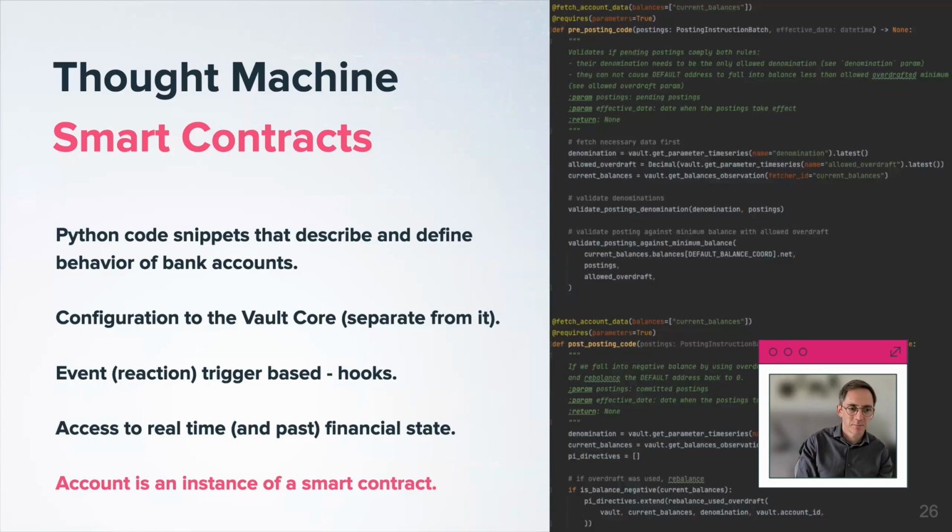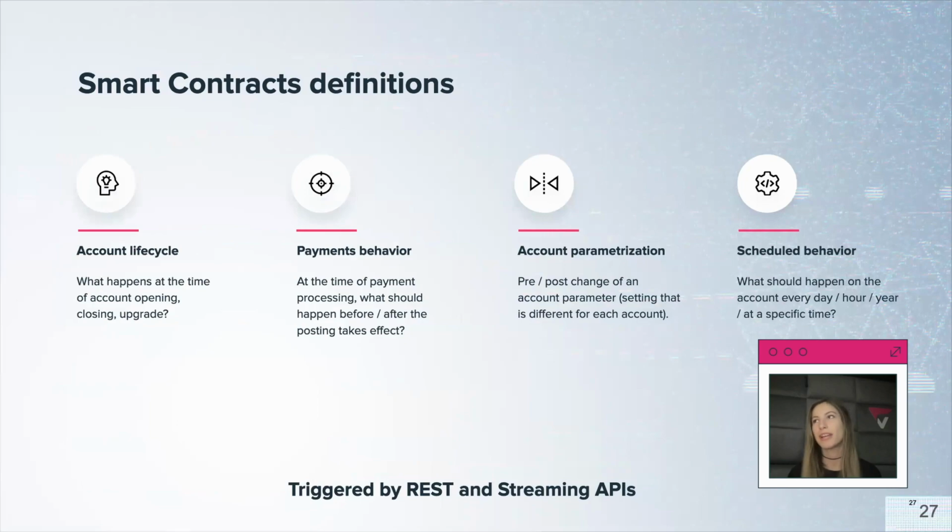Okay, so when we were talking about that, we can define the behavior of the bank products with smart contracts. There are multiple areas of behavior that we can define. And the first one is the account lifecycle, which we have mentioned already quite a few times within this webinar. So basically, we can write the code to define what happens when a new account is opened, when an account is closed, or maybe when a version of the account is upgraded.